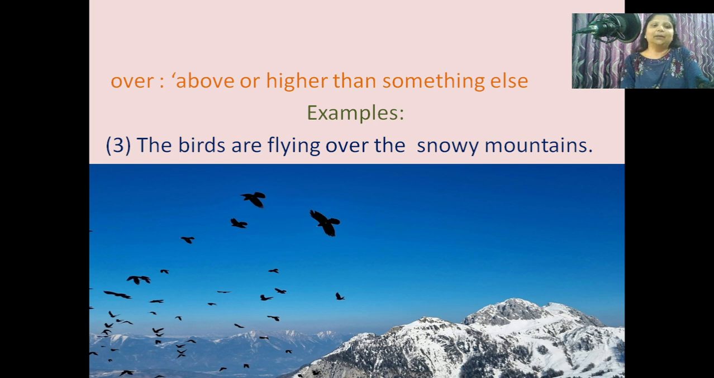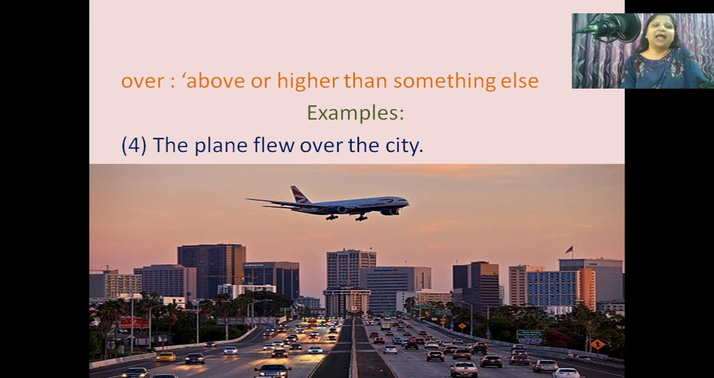Next, the birds are flying over the snowy mountains. In the picture it is clearly seen that the birds are flying higher than the snowy mountains. Next, the plane flew over the city. So here the plane flew higher than the city. It is clearly seen from the picture.